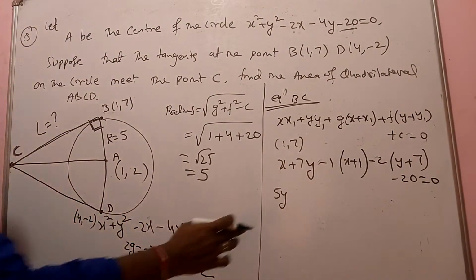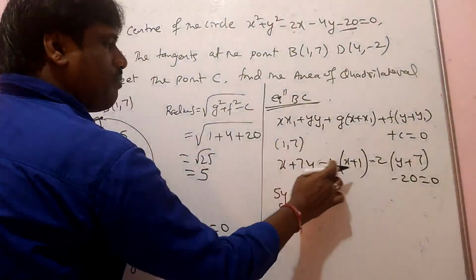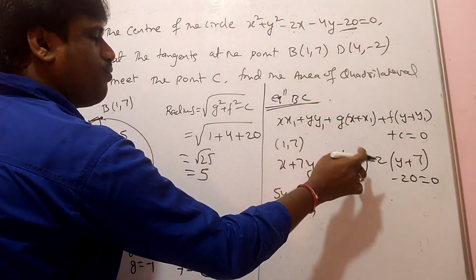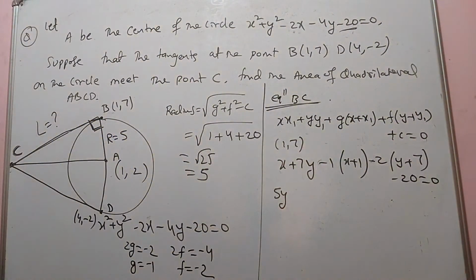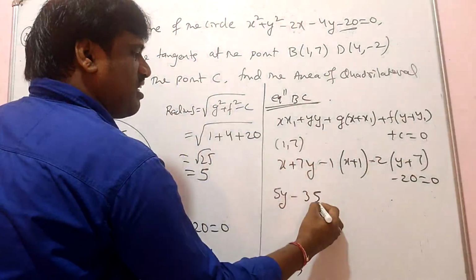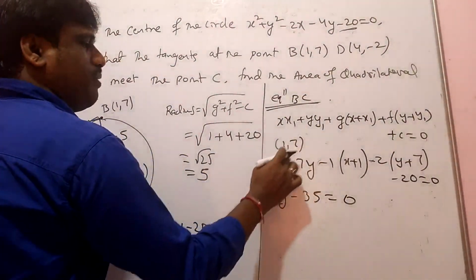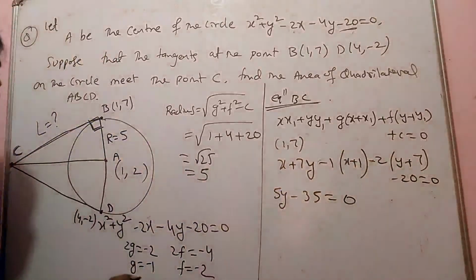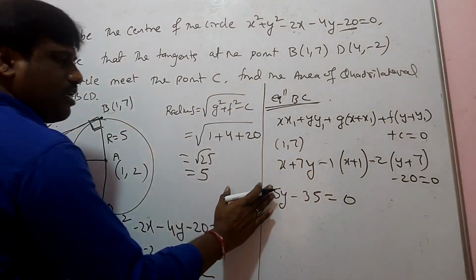And here, 7 2s are 14, minus 1, minus 14, minus 20, minus 35. See, this is how much I am getting: minus 35 is equal to 0. If I am simplifying, x cancels, I simplified it. Okay, is it clear? Did you understand or not?